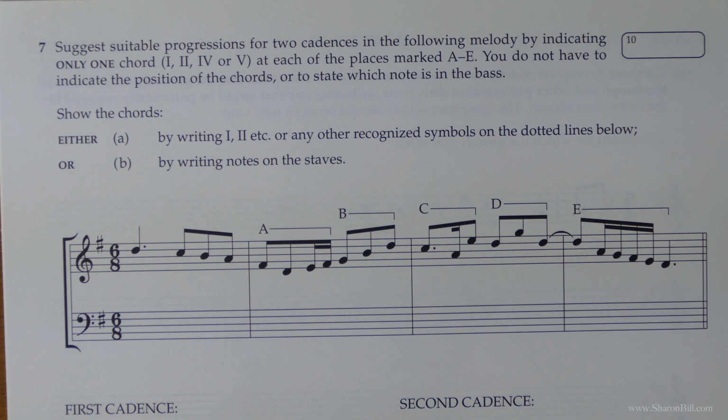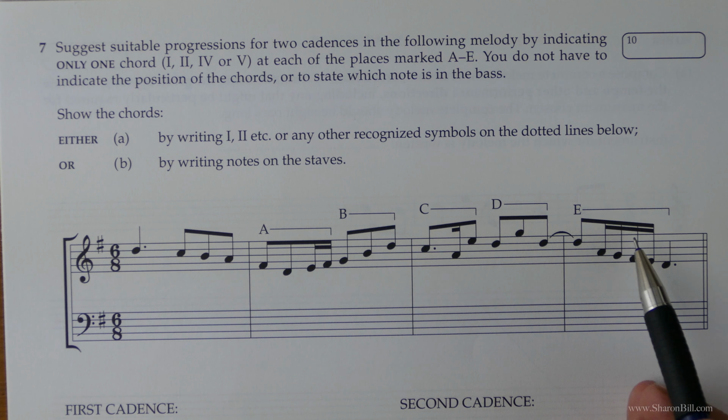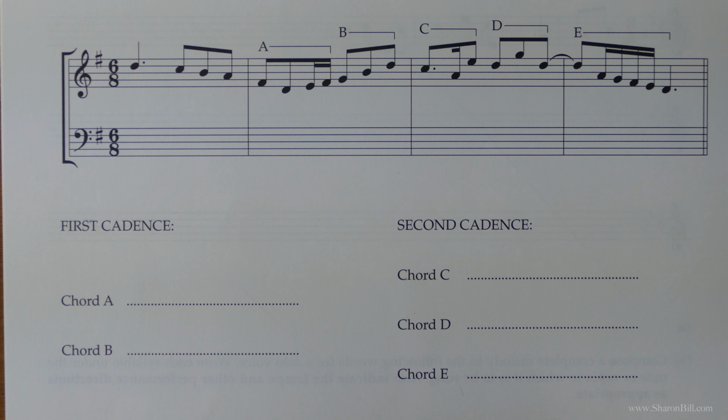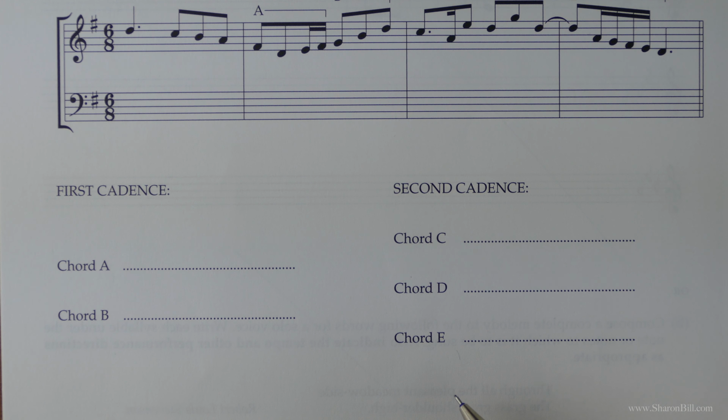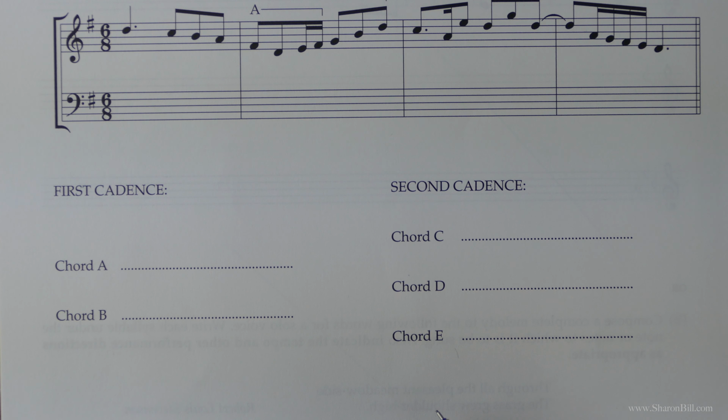So this is the last question. I always think this is a nice easy question to finish on. We're asked to indicate suitable chords based upon the notes that we've been given in the melody. However, we need to make sure that we're writing cadence points. So if there's any sort of option between the chords, we need to choose one that will make sense as a cadence. So remember, 5 to 1 is a perfect cadence.